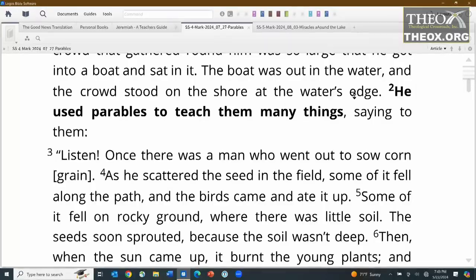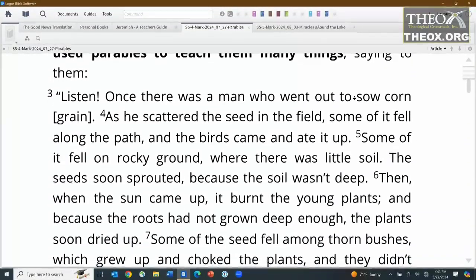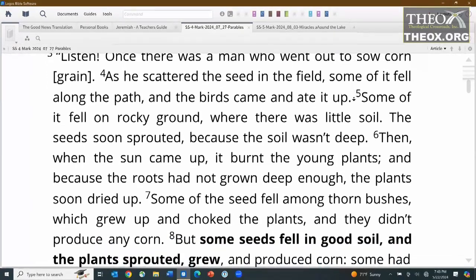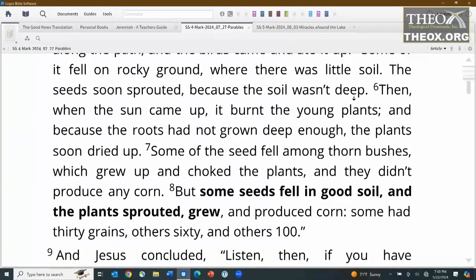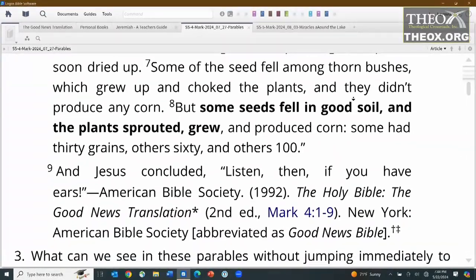Verse 3, listen: once there was a man who went out to sow corn or grain. As he scattered the seed in the field, some of it fell along the path, and the birds came and ate it up. Some of it fell on rocky ground where there was little soil. The seeds soon sprouted because the soil wasn't deep. Then, when the sun came up, it burned the young plants, and because the roots had not grown deep enough, the plants soon dried up. Some of the seed fell among thorn bushes, which grew up and choked the plants, and they didn't produce any corn. But some seeds fell in good soil, and the plants sprouted, grew, and produced corn. Some had 30 grains, others 60, and others 100. And Jesus concluded, listen then if you have ears. From the Good News Bible.